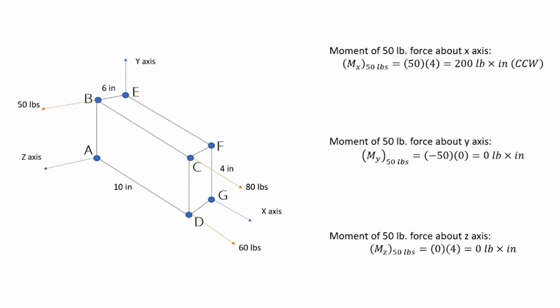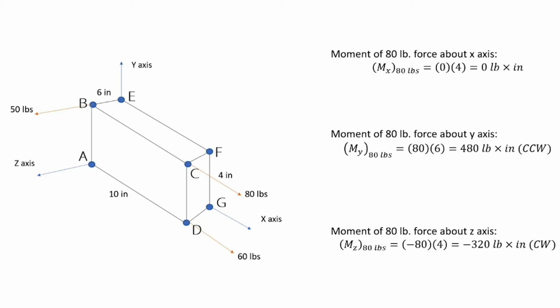So now we can move on to the y-axis. It's pretty simple here because there actually isn't a distance between the y-axis and the force. So again, you're just going to do 50 times the distance, which is 0 in this case, so we have 0. And then lastly, the z-axis is the same thing. We're going to do 50 times that distance of 0, and we're going to get 0 again.